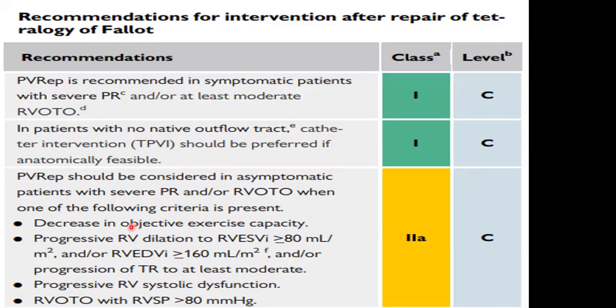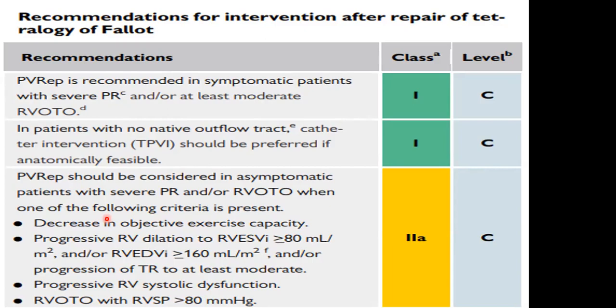Then also, a pulmonary valve repair should be considered in asymptomatic patients with severe pulmonary regurgitation and/or pulmonary stenosis when one of these criteria is present. Meaning that if a patient has pulmonary regurgitation and pulmonary stenosis, or has both of them, there has to be an additional criterion which is listed here. We call them the 2A class. So if this patient comes down with decreased objective exercise capacity, that patient would meet the criteria for a pulmonary valve repair in addition to severe pulmonary regurgitation and stenosis.